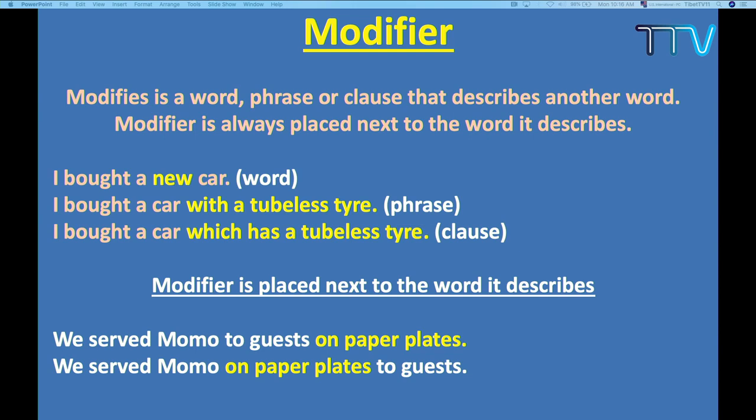Is it describing momo, or is it describing the guest? It is placed next to the guest, so it should be describing the guest. Guest on paper, what does it make? It does not make any sense. So instead of that, we serve momo on paper plates. On paper plates describes the momo, and we serve it to guests. So this is how a modifier should be used.